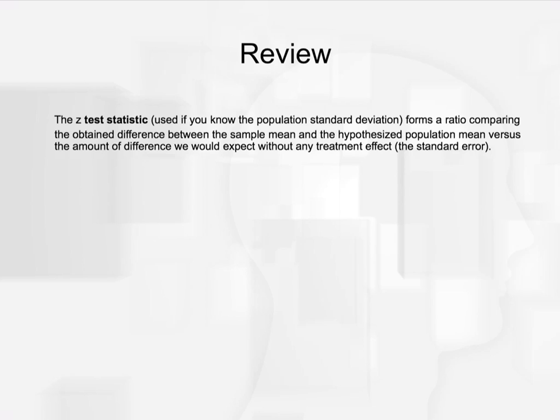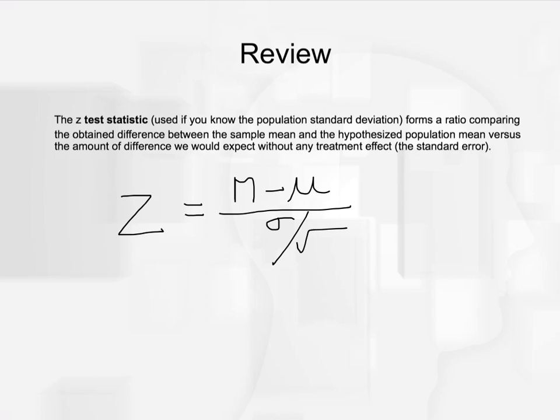In Chapter 8, the formula that you learned for doing a z-test, or using the z-test statistic, was to find z: take the sample mean, subtract from it the population mean, and divide by the population standard deviation, or sigma, over the square root of the sample size. So what you were doing then is you had a sample, and that sample had a mean.